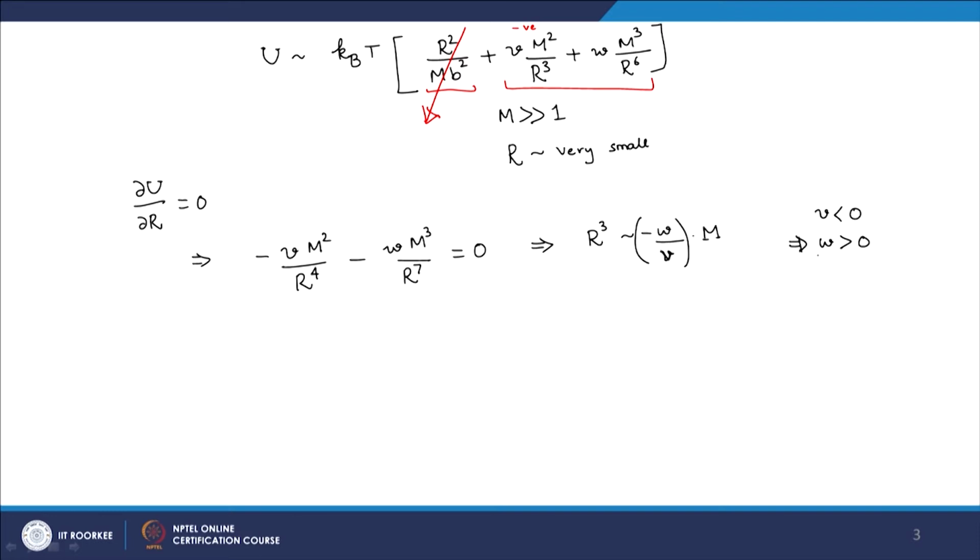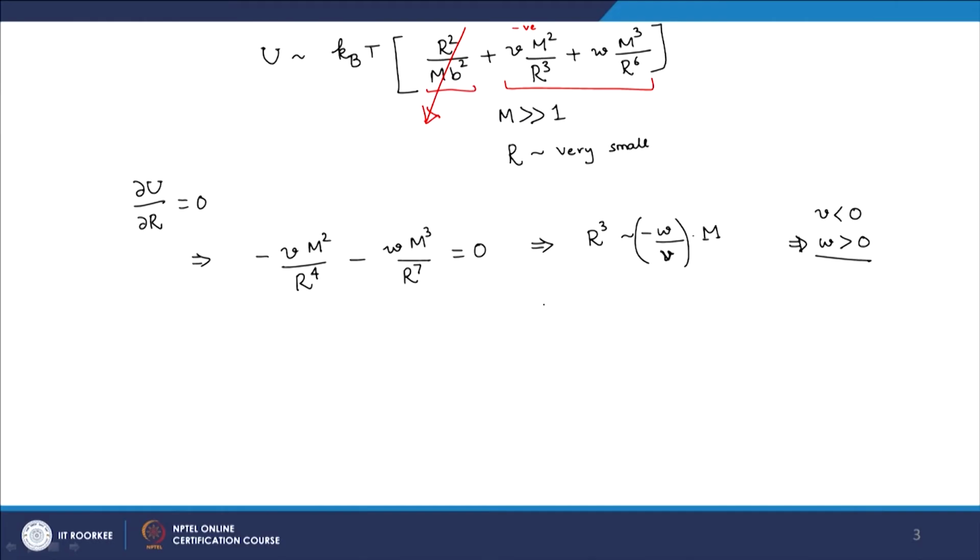Okay. That is a requirement that the 3 body term coefficient must be positive if the 2 body term coefficient is negative. If this is not true, then we will not get a positive value of r. So, it must be true by this kind of a scaling theory idea. It turns out that it indeed is the case if I do a more rigorous derivation.